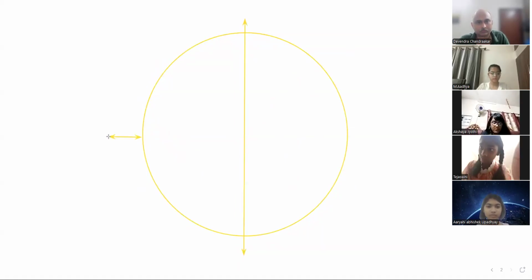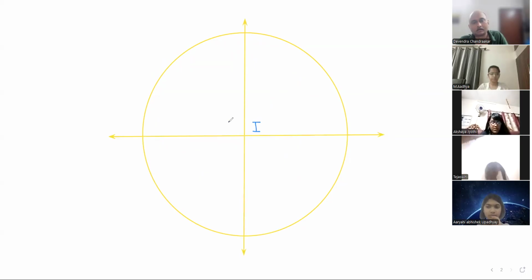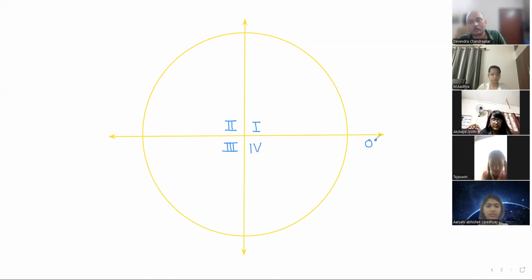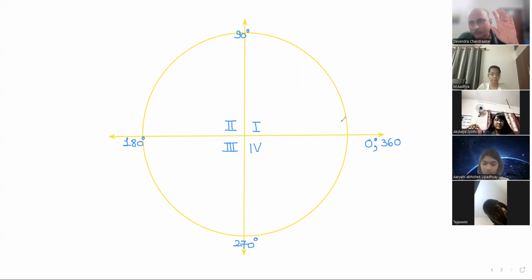So these are the 4 quadrants of a circle. First quadrant, second quadrant, third quadrant, and fourth quadrant. This is 0 degree. This is 90 degree. This is 180 degree. This is 270 degree. And this is 360 degree. Right? We start from 0 and move anti-clockwise, then these angles come.